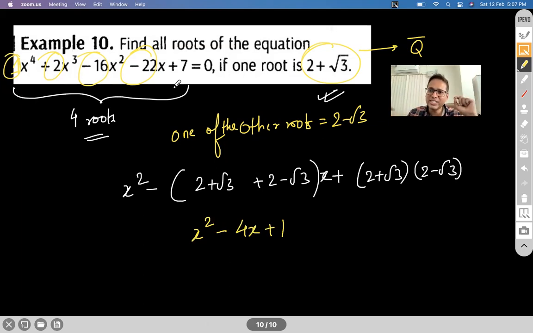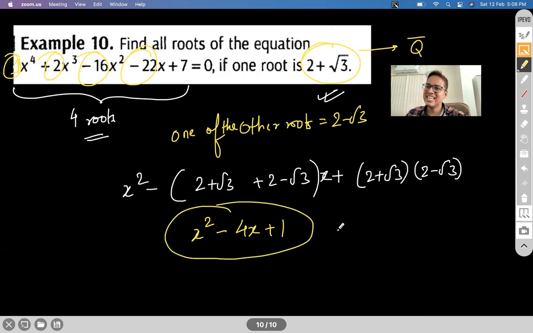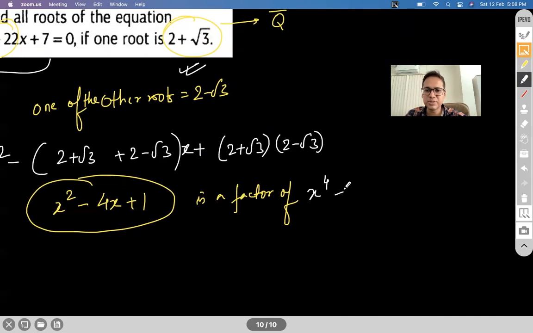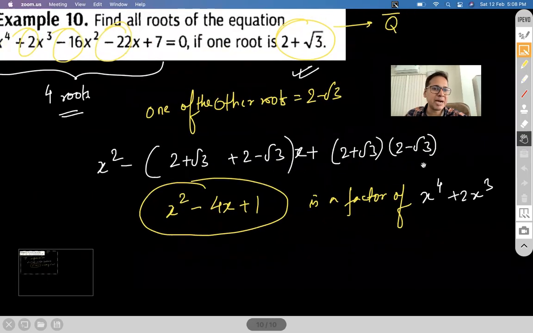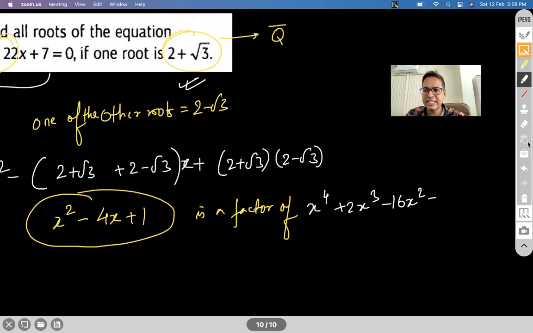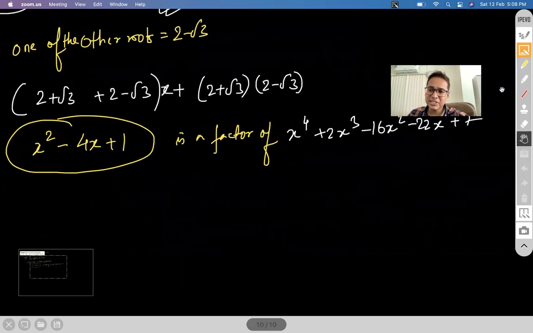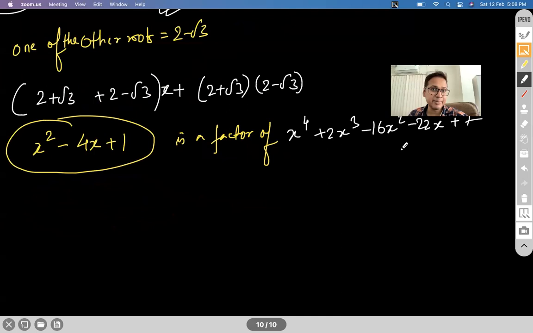Again, I'll repeat the word. This biquadratic, the one which I have shown with the curly braces, is a biquadratic polynomial. See guys, don't use the words equation and polynomial interchangeably. I've seen many people doing it. This is a polynomial equation, I agree. But just this part is a polynomial, it is not an equation. That expression is a polynomial. So what I'm trying to say is that this quadratic is a factor of the given biquadratic polynomial x to the 4, plus 2x cube, minus 16x square, minus 22x plus 7, correct? That means if you divide by this, you should be able to get another factor without leaving any remainder.